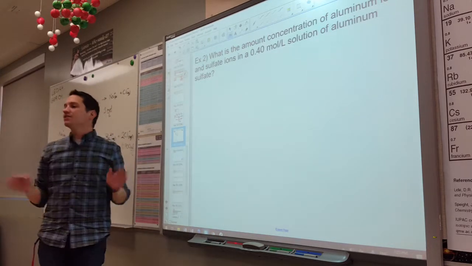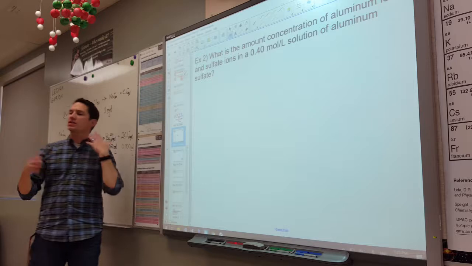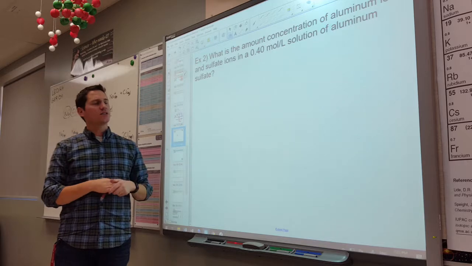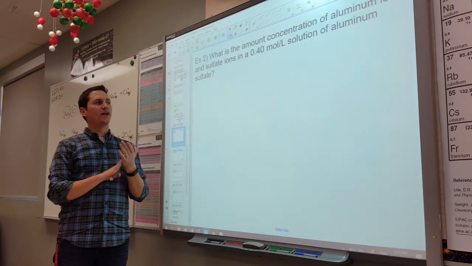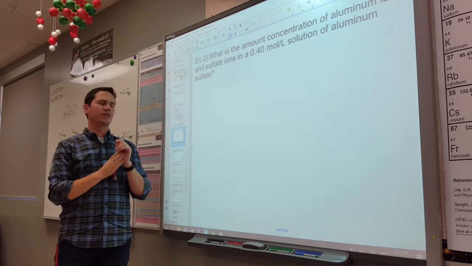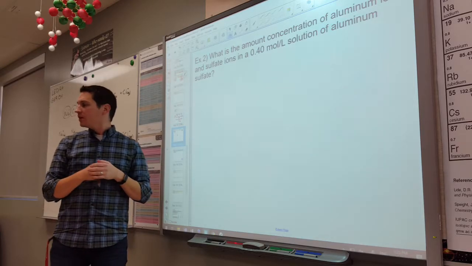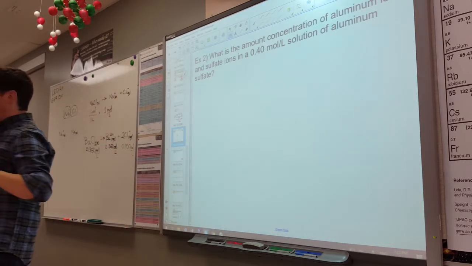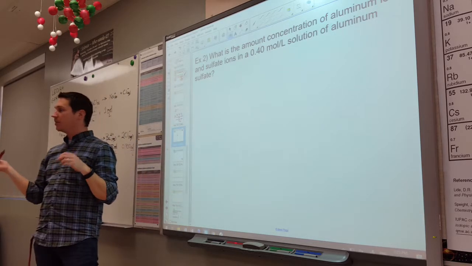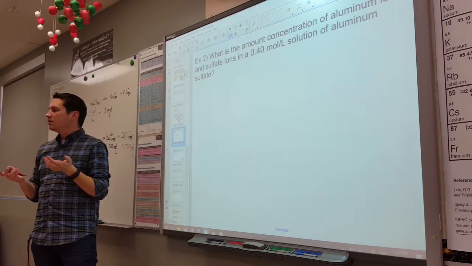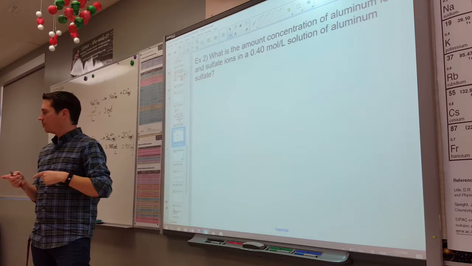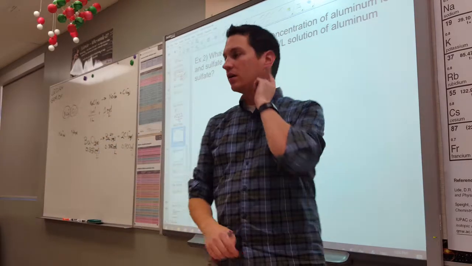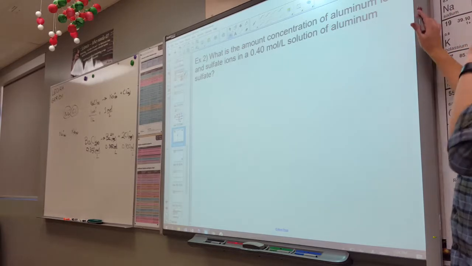Okay, let's try this. Now, we're not going to use our intuition. We can, but we're just going to solve this using a little bit of elbow grease. What is the amount concentration of aluminium ions and sulfate ions in a 0.4 mole per liter solution of aluminium sulfate? So let's think about this. If aluminum sulfate splits up, what's it going to split up into? Aluminium ions and sulfate ions. But the problem is, you have to figure out how many are going to split up. So let's start with the formula for aluminium sulfate. How do you get the formula for aluminium sulfate?